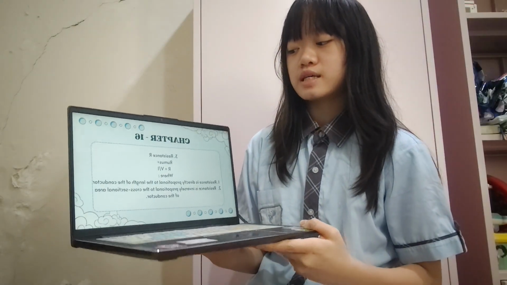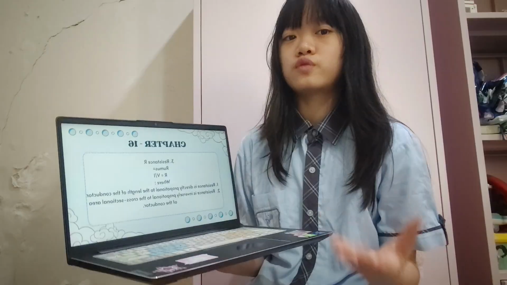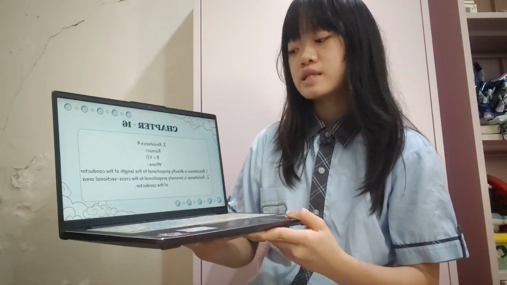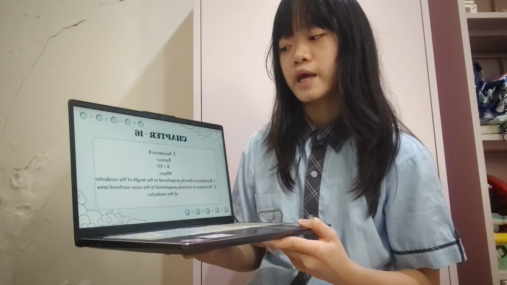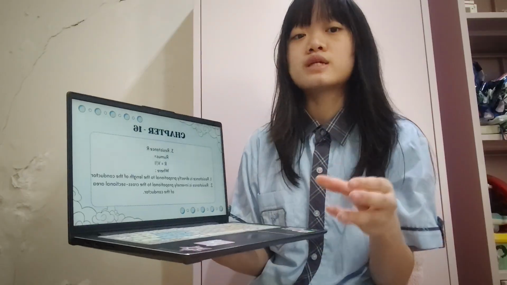And the last is resistance, R, where the formula is R equals V divided by I. The resistance is directly proportional to the length of the conductor. Second, the resistance is also inversely proportional to the cross-sectional area of the conductor.